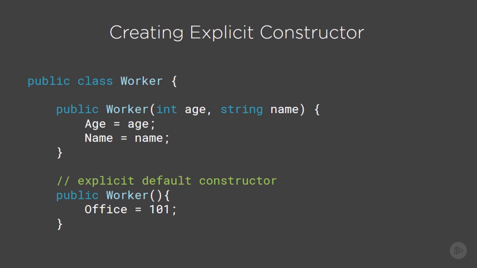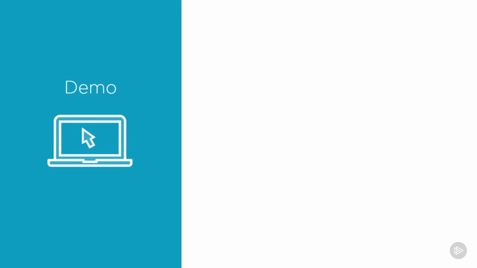You can fix this by simply adding your own explicit default constructor. That is, adding a second constructor that takes no parameters. And this is overloading the constructor just as you overloaded other methods. Let's take a look at a demonstration of adding constructors.